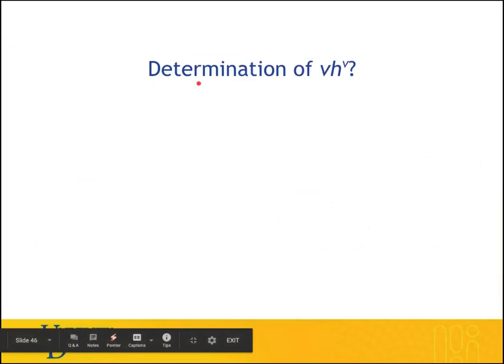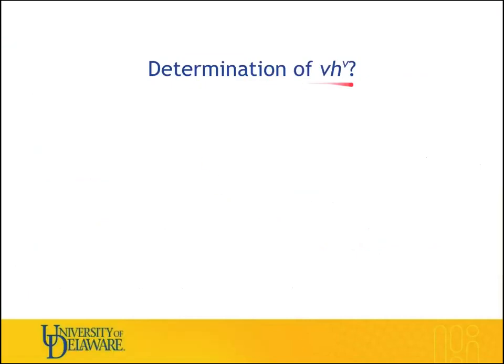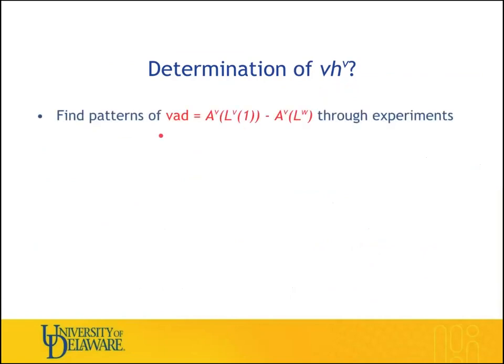So now a question that remains is how we should determine the validator threshold value VH. One thing we could do is to find the pattern of the VED value through experiments in order to determine the validator threshold value, because it is a limit. It is a limit for this VED value. It restrains this value.